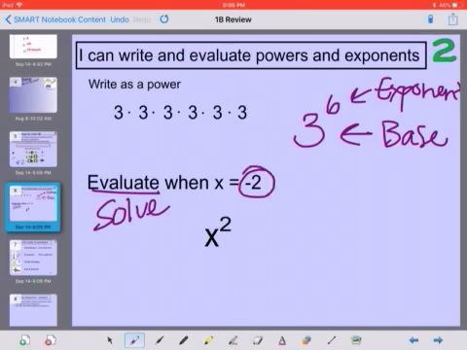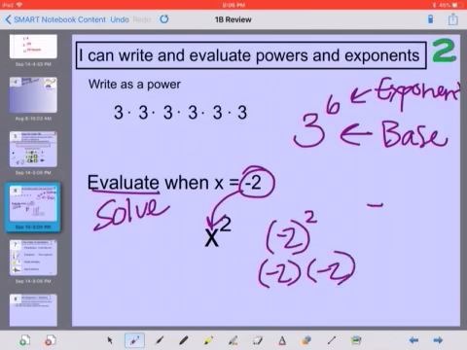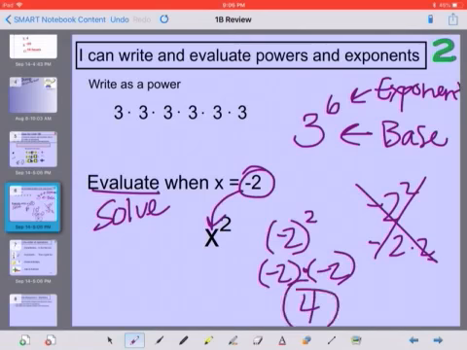So we want to plug in when x is -2. So that whole thing, x is -2, we have an exponent of 2. So we're really going to write -2 two times. Remember, this is very different than this. This would be the opposite of 2 times 2. We don't want that. We want -2 times -2, which makes a positive 4.